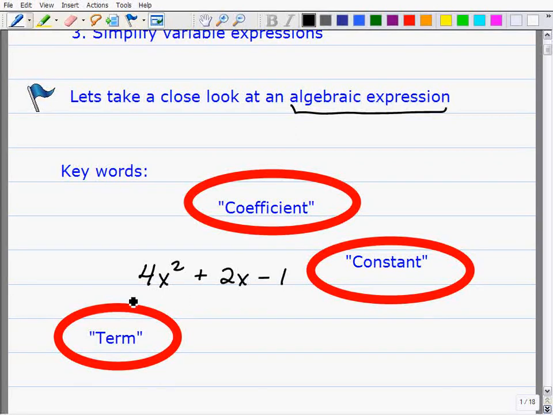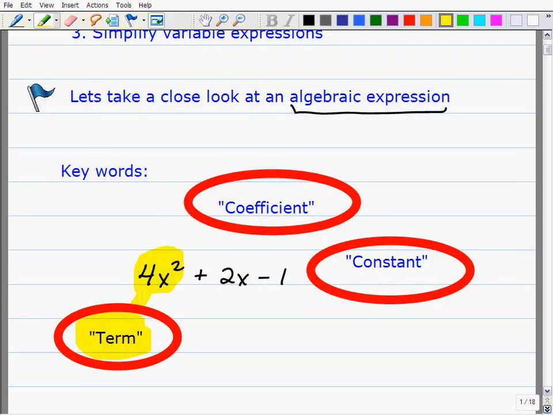So let's identify the main parts of this sentence or expression. The first thing is, let's start with this word here, term. A term is where you have a number being multiplied by a variable. You can see here you have 4x, and when you have a number written right next to a letter in algebra, like this, 4x, that means 4 times x. So anytime you have a product of a number and a variable in algebra, we call the resulting expression a term. So this right here is a term, 4x squared.